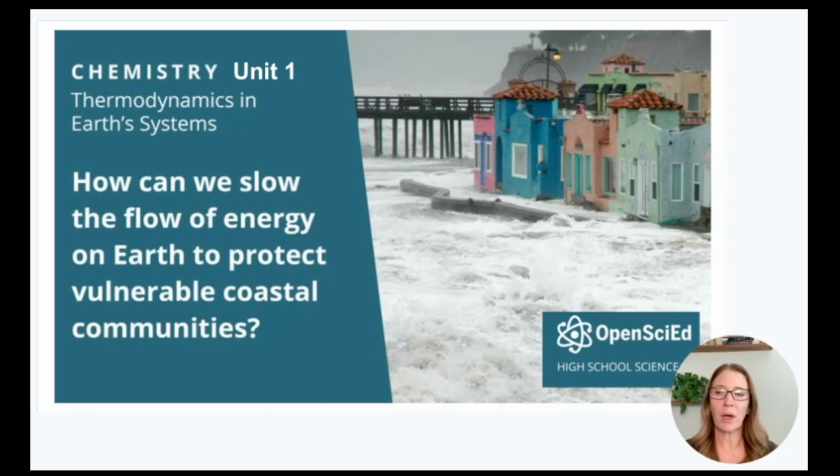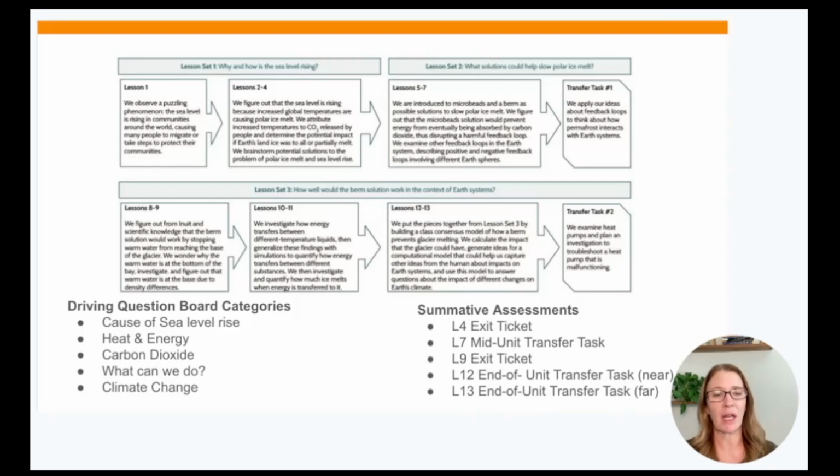I also want to talk a little bit about what's on slide 2. Slide 2 provides a flow chart of how this unit flows. You can see that lesson set 1 covers lessons 1 through 4. It answers the question, how and why is sea level rising? So this really anchors the whole unit.